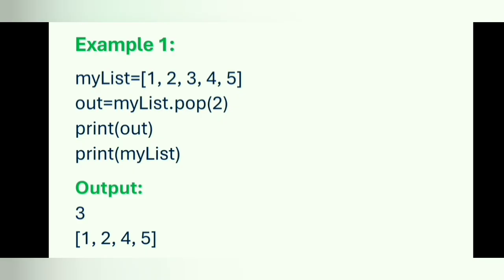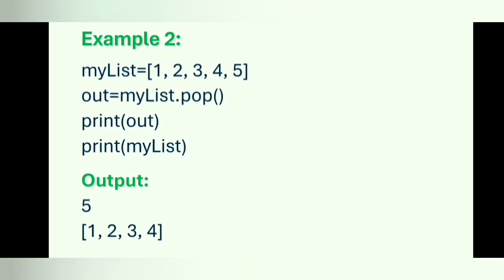The variable out stores the removed item returned by the pop method. The first print statement, print(out), will display the removed item from the list. The next print statement, print(myList), will display the modified list 1, 2, 4 and 5. The pop method does not create a new list, it directly modifies the original list.